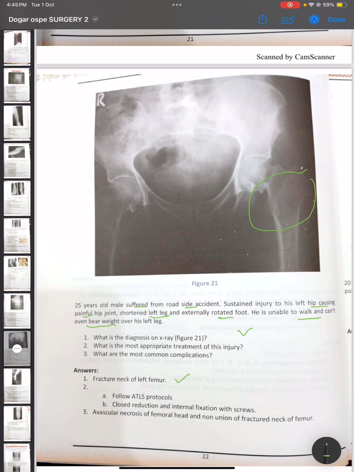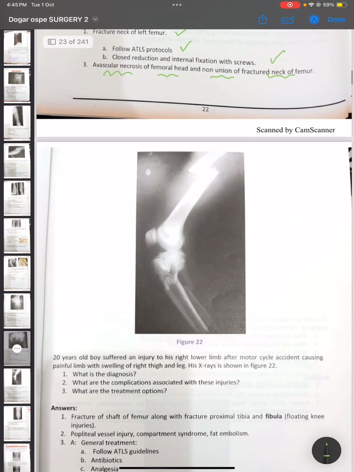What is the most appropriate treatment? Follow ATLS protocols, closed reduction, and internal fixation with screws. What are the most common complications? Avascular necrosis of the femoral head and non-union of the fractured neck of femur.